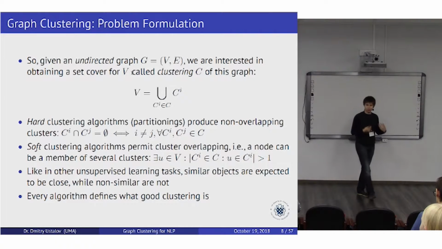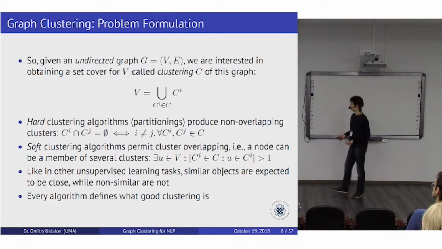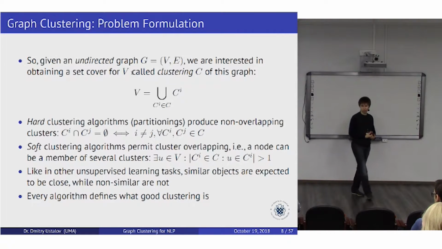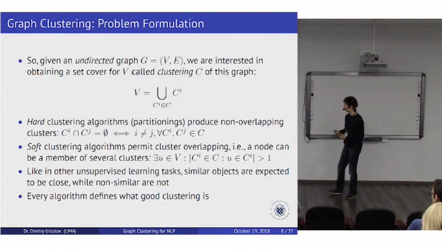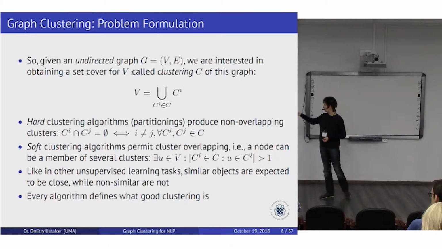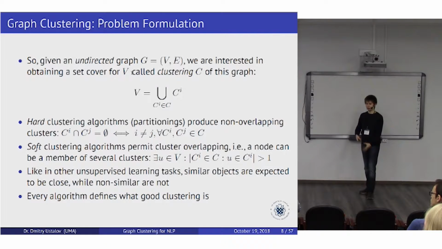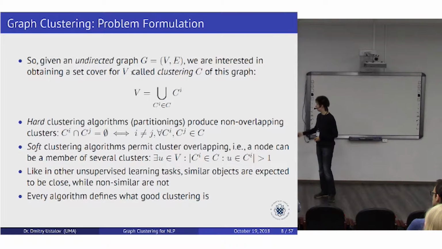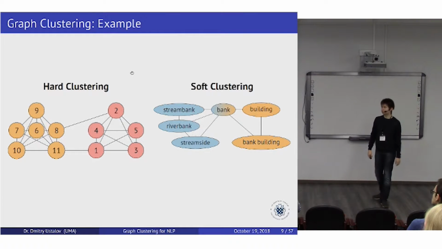The most problematic part, and actually the most interesting part of the whole graph clustering field, is that nobody knows what a good clustering is. And that's the challenge. And each algorithm defines what good clustering is. And basically, we can have only very general information, like a very good clustering algorithm should put similar objects together and dissimilar objects not together with ones which are similar. And that's it.